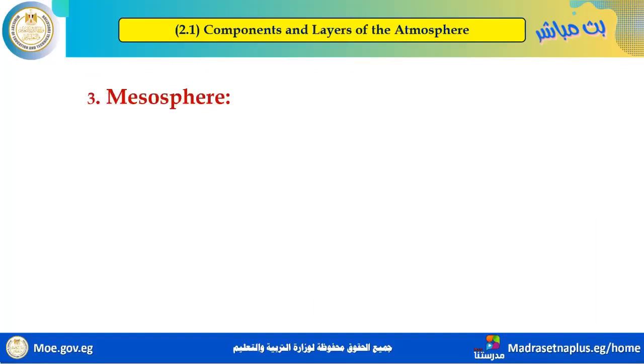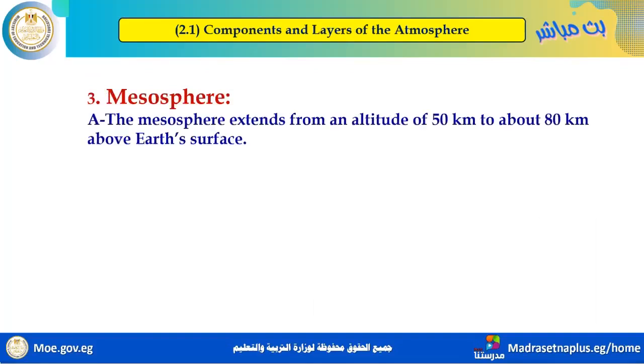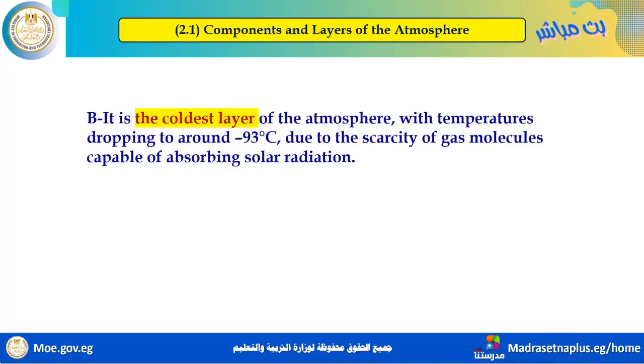Third layer is called mesosphere. Mesosphere extends from an altitude of 50 kilometers to 80 kilometers. You have to remember also this number, from 50 to 80 kilometers above Earth's surface. It is the coldest layer of the atmosphere. Its temperature drops to around negative 93 Celsius.